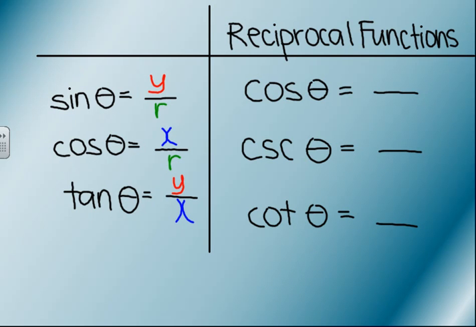Now, there's also some reciprocal functions. So the reciprocal function of sine is cosecant, and in that we just take the y and the r and we flip them over. Just easy to remember, cosecant is sine flipped upside down. Similarly, for secant, the reciprocal of cosine, we've just flipped over the r and the x. And the same for cotangent. We flip the x and the y. So really, once you have sine, cosine, and tangent in your mind, the reciprocals just come from flipping them over.